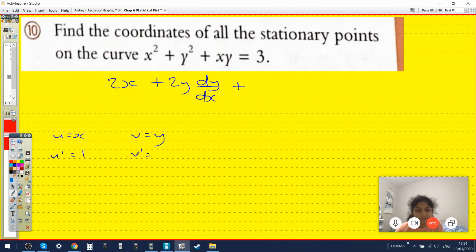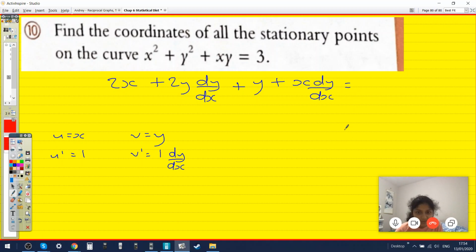If this is 1, then this must also be 1. And then dy by dx. Oh, so you differentiate the y like it's an x, but then you just put dy by dx. Exactly. Oh, that's so easy. I agree. So then you just have y plus x dy by dx. Yeah.